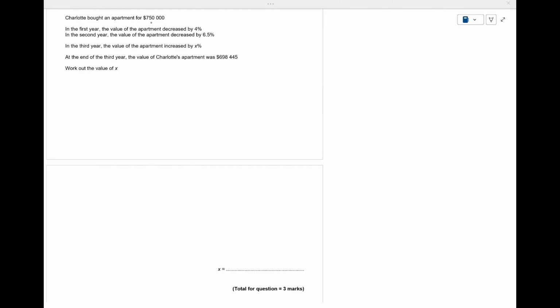Let's have a look. This time we have an apartment which is bought for $750,000. Now in the first year, the value of the apartment decreases by 4%. So I would multiply by 0.96, what's left. In the second year, the value of the apartment decreases by 6.5%. So I would multiply by 0.935, what's left. And in the third year, we don't know what happens.